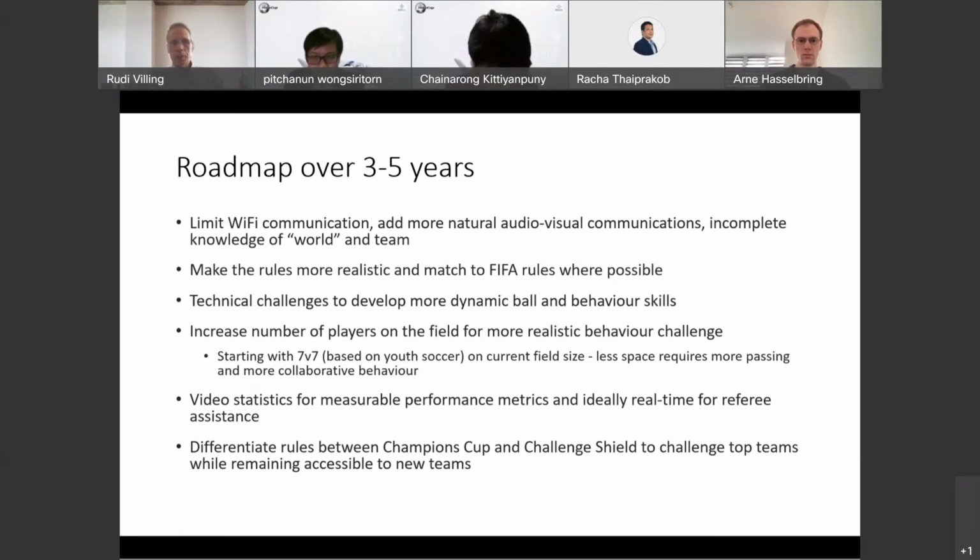We are hoping to increase the team size. We're exploring initial work with 7 versus 7 teams this year. And we will keep the field size the same, because putting more robots on the same size field results in more touches, it's less space for the robots to work with, and it requires better skills and more passing. In the future, we may increase to 9 versus 9 and 11 versus 11. We're looking at video statistics so that we can measure the progress of the league, and the rules should also look at differentiating between the Champions Cup and Challenge Shield going forward.